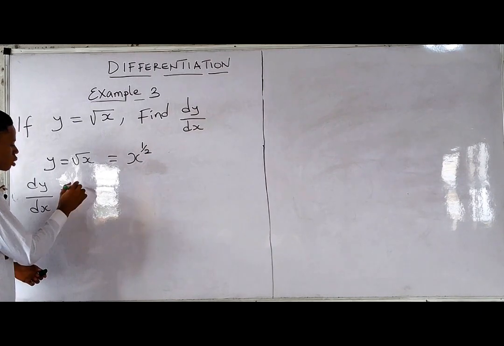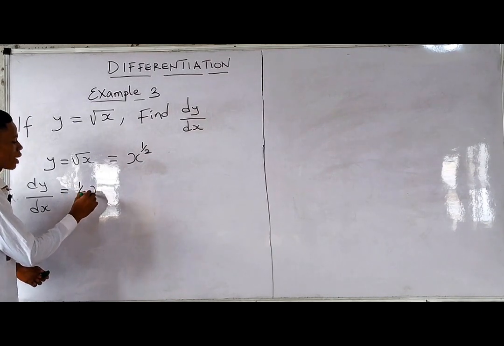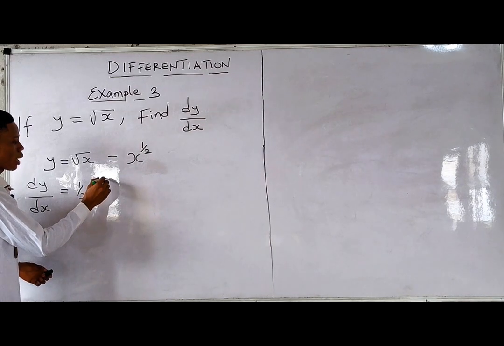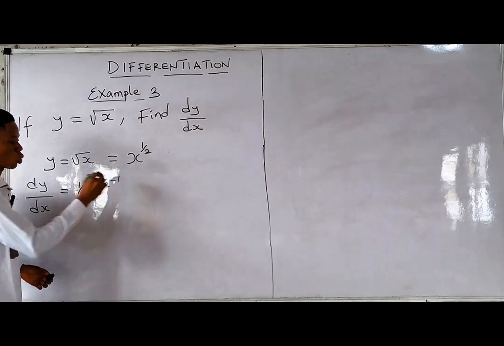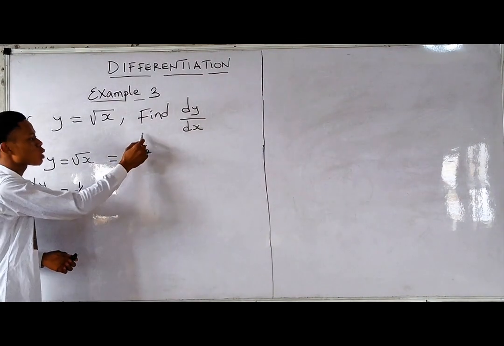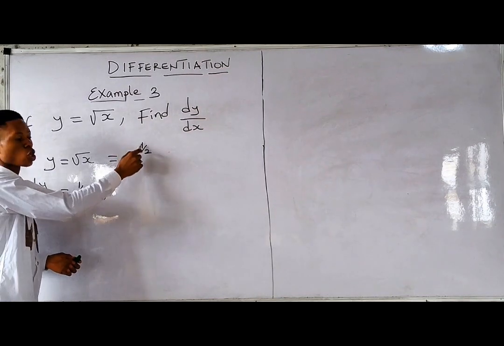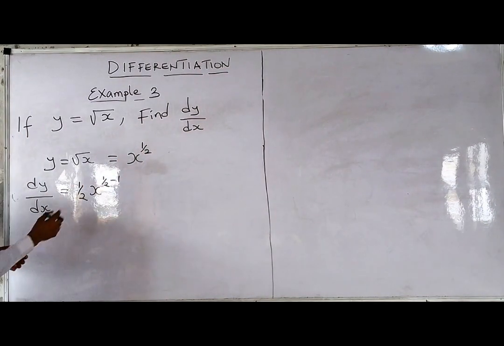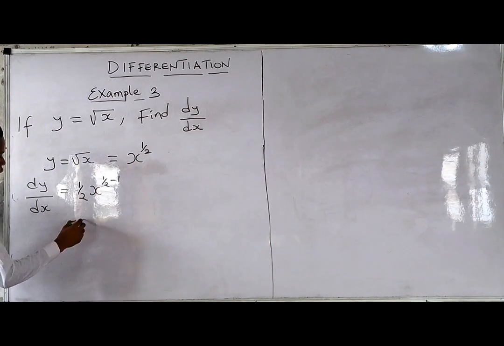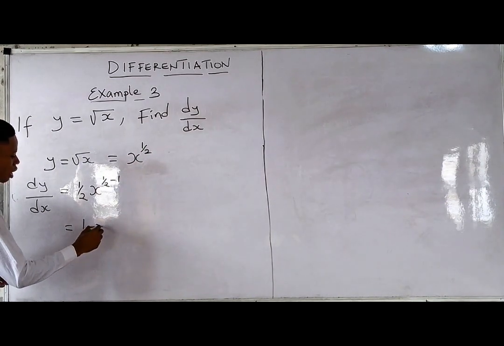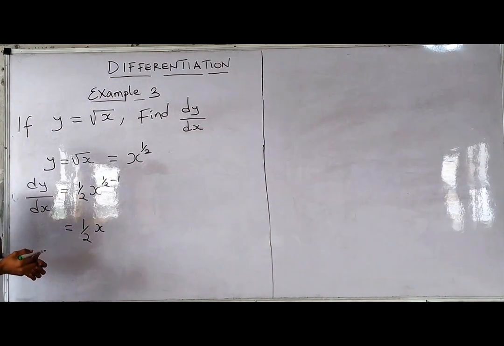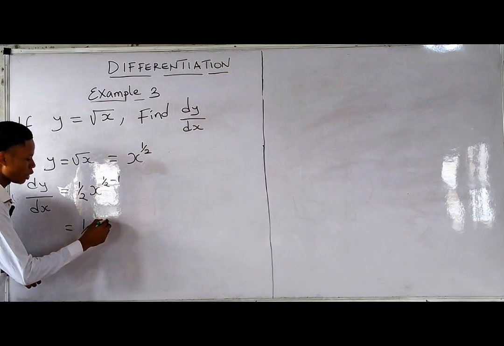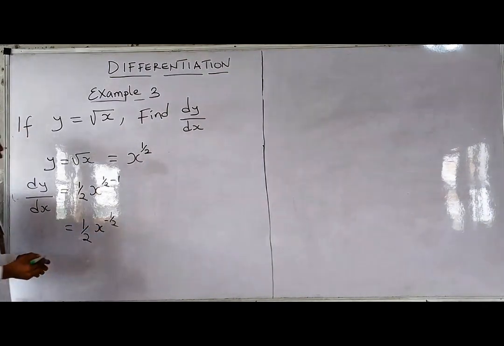Have what? X raised to power 1 half minus what? 1. Remember, this power will come here, then you subtract 1 from anything you have here. Do we get that? Yes. Now, if we continue, this will give us half x raised to power half minus 1, which is what? Minus half. Good. Minus half.